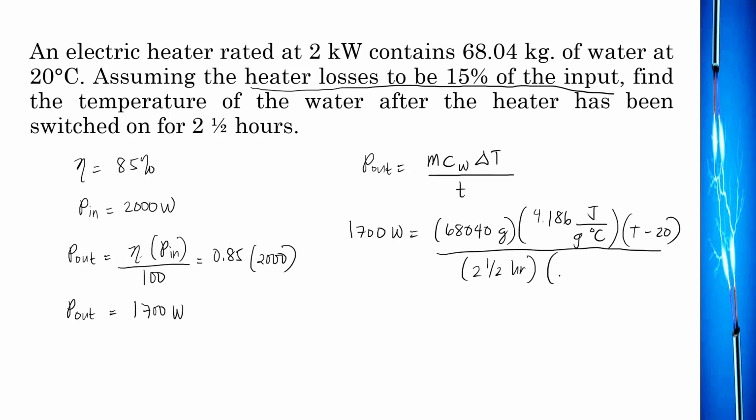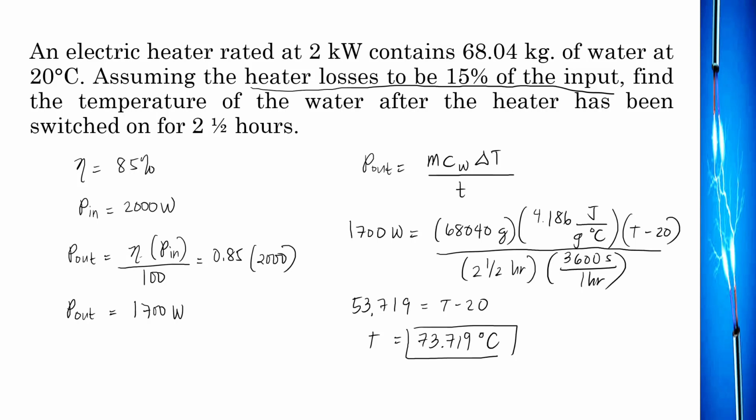So tandaan natin, no, sa isang oras, ilang segundo ba ang meron? 3,600 seconds. So ngayon, medyo ang gawin ko lang, i-multiply ko yung 1.7 sa 2.5 sa 3,600. Tapos i-divide ko lang siya sa product ng 68,040 at ng 4.186. So dapat ang matira na lang will be 53.719, okay? Is equal to T minus 20, and therefore ang ating temperature na hinahanap ay 73.719 degrees Celsius. So yan po yung sagot natin for that problem, no? Yan. Okay.